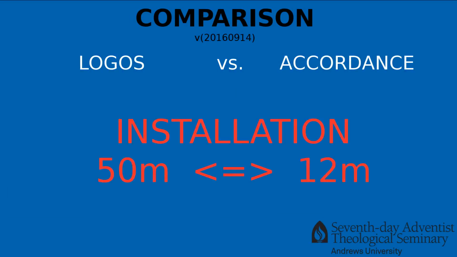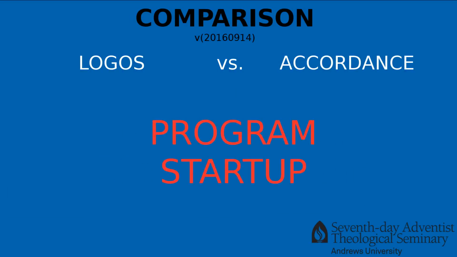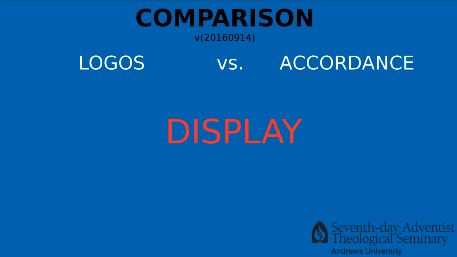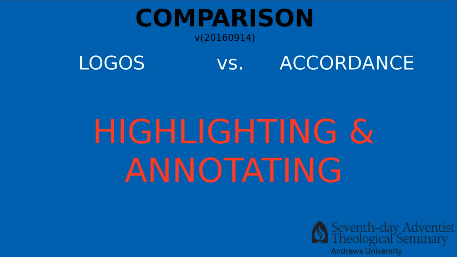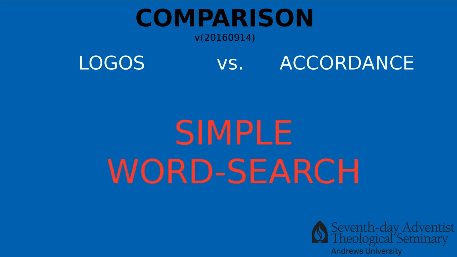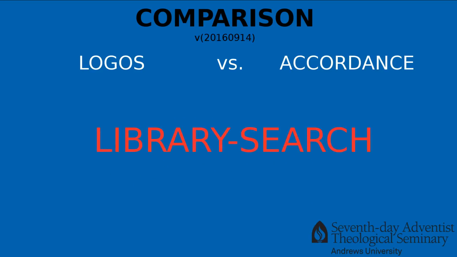The first one is the installation procedure, the second one is the program startup time and feel, the third one is how Accordance and Logos display texts. Then we are going to have a look at how Accordance and Logos allow the user to work with their texts with regard to highlighting and annotating. Then we're going to have a look at simple word searches and how to run them in Accordance and Logos. Then we have complex word searches, and then we're having a look at how the library search functions compare.